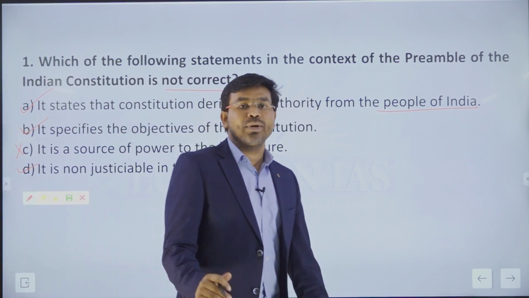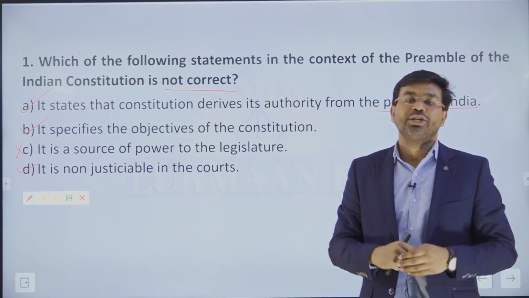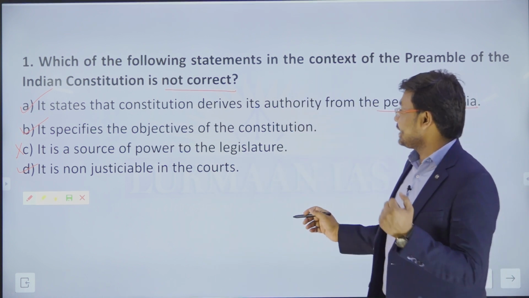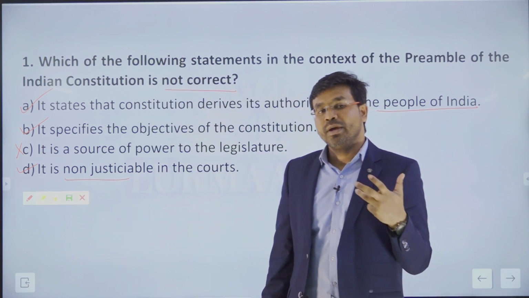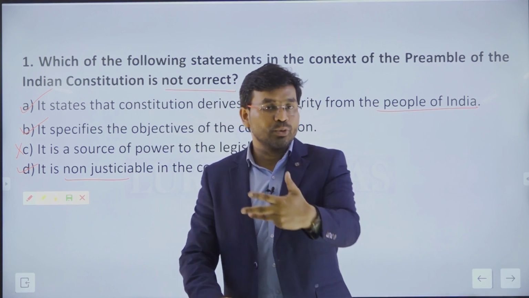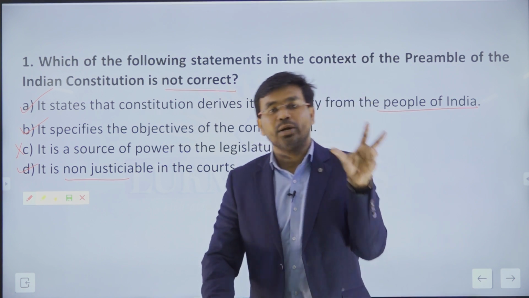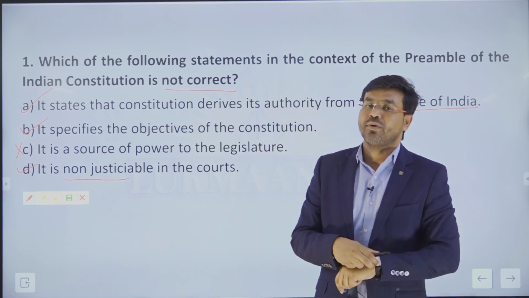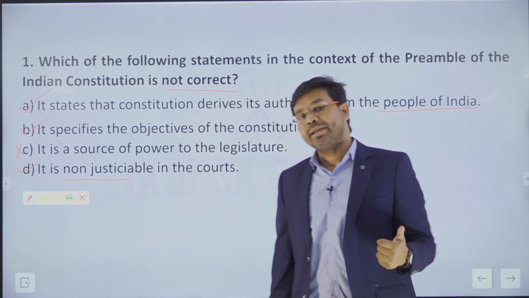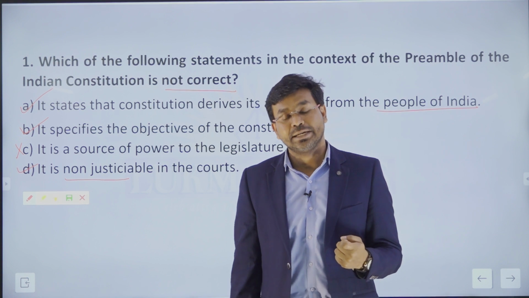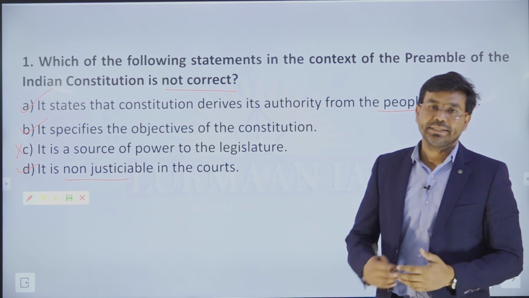Fourth, it says it is non-justiciable in the courts. Non-justiciable means you cannot approach a court of law for enforcing the things that are mentioned in the preamble of the Constitution. For any law, any act, wherever for its violation you can go to the court, that becomes a justiciable thing. But when you cannot go to a court for enforcement of the thing from the preamble, it means it is non-justiciable. Similar to preamble, we have directive principles of state policy.